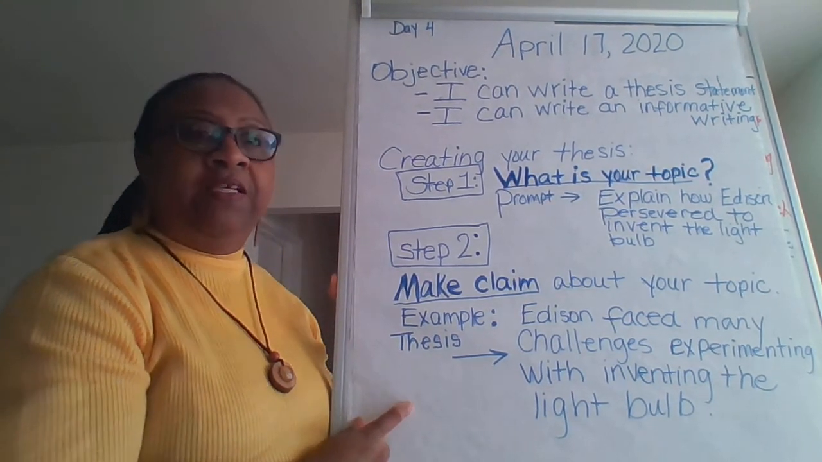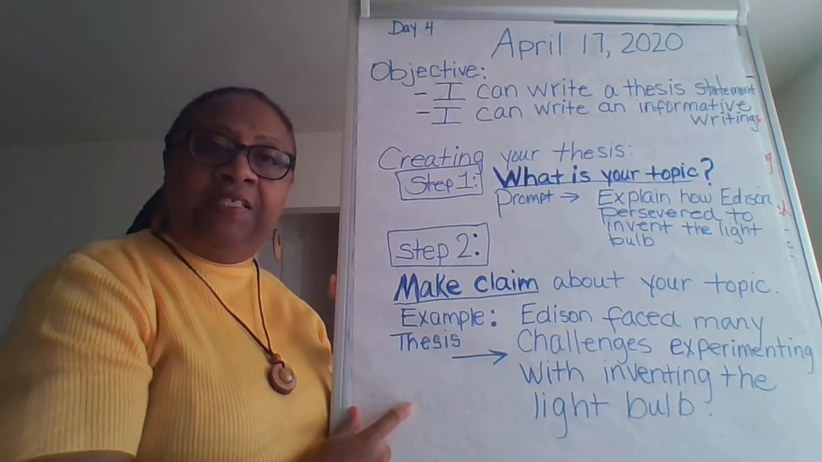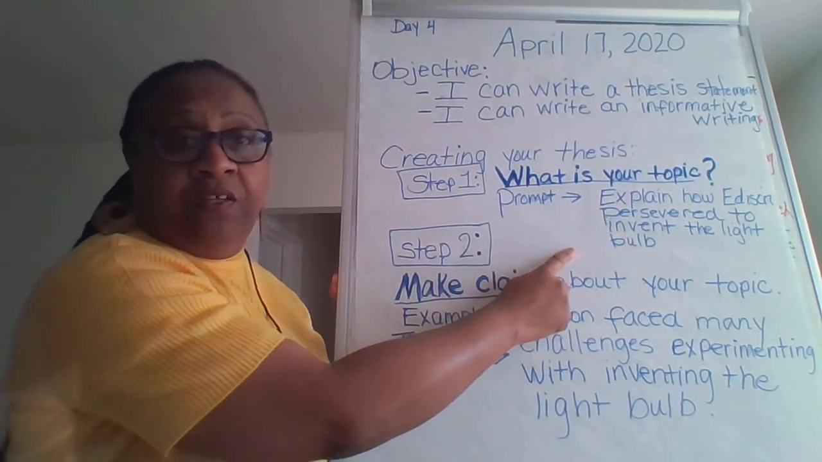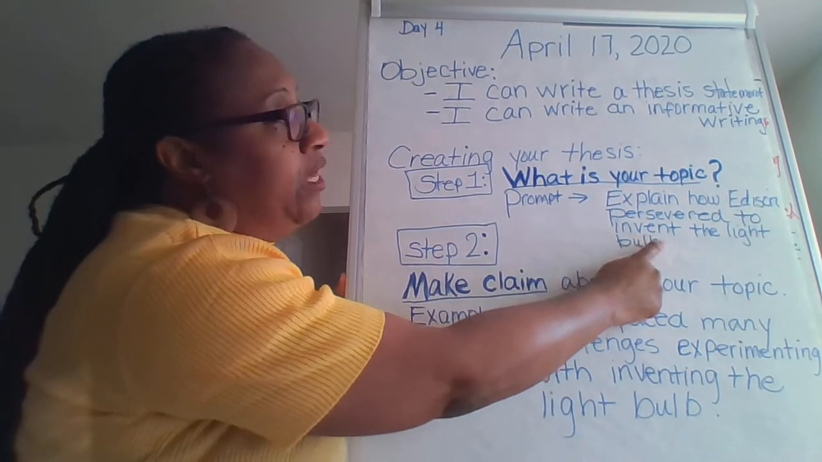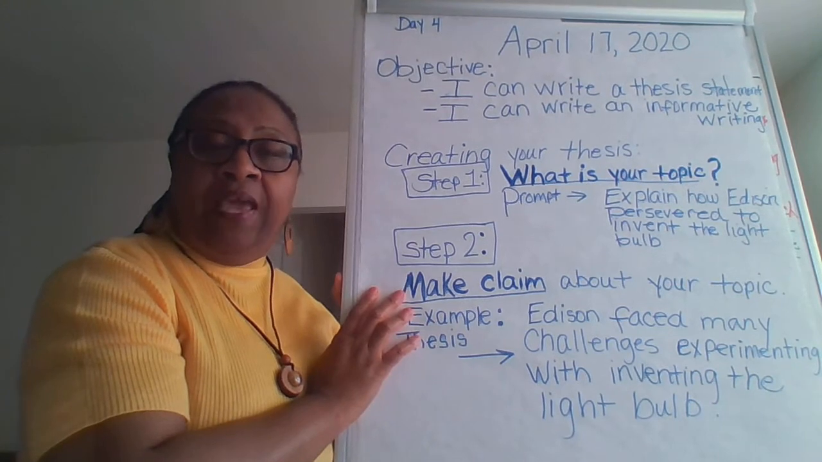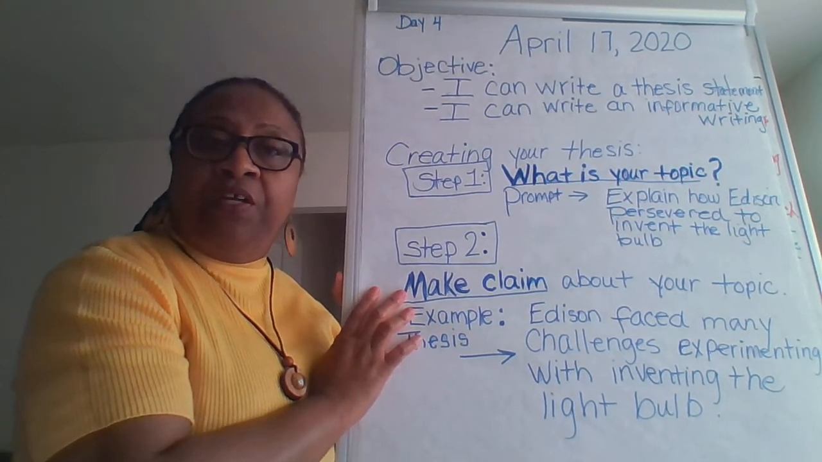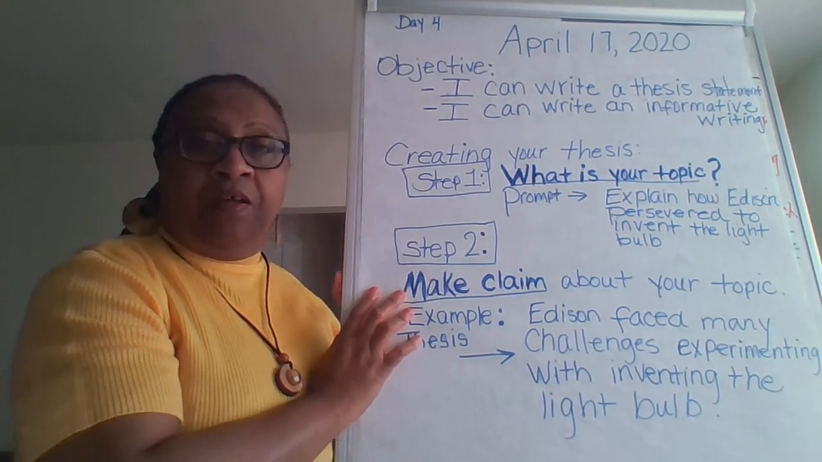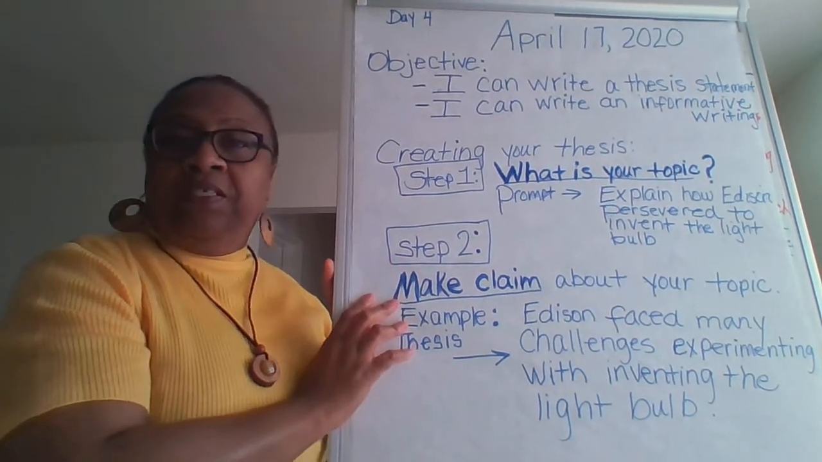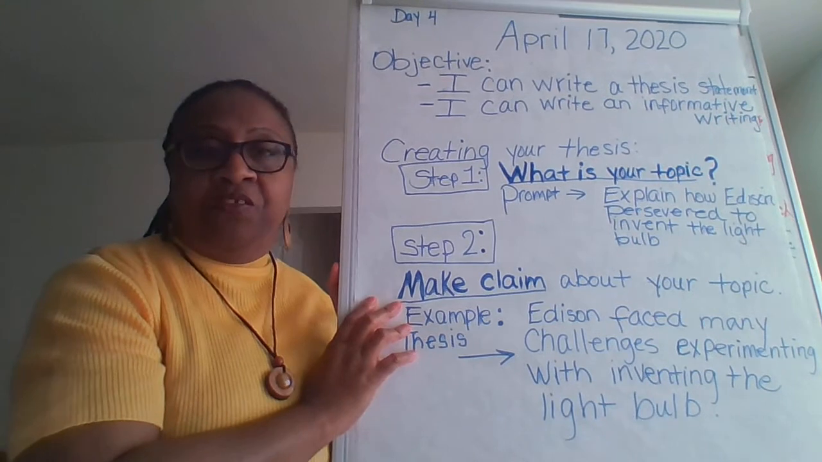The prompt says, explain how Edison persevered to invent the light bulb. Explain how Edison persevered to invent the light bulb. Now, first, let's look at that word persevered. What does persevere mean? To persevere.